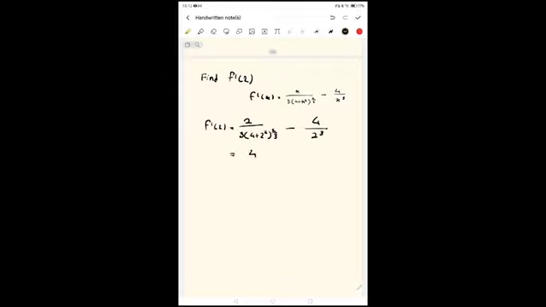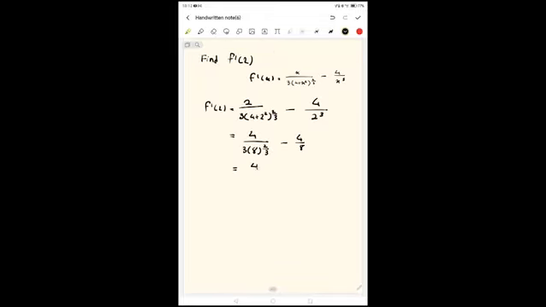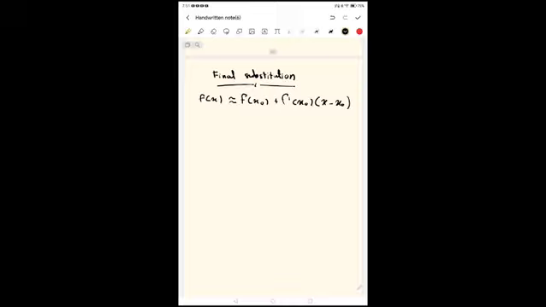We will get 4 over 3 times 8 to the power of 2 over 3, minus 4 over 8. Finally, it will be 4 over 3 times 4, minus 4 over 8, which then the final answer will be negative 1 over 6. We now have all the components required to complete our linear approximation.